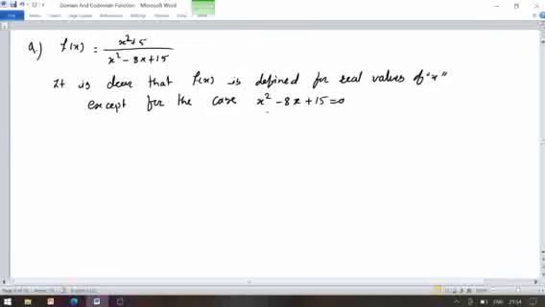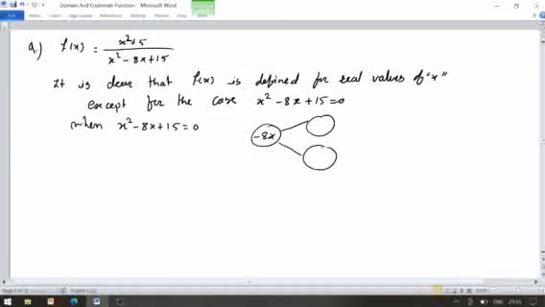So now, which values of x make the quadratic equation equal to 0? For that, we are trying to find the roots of the given quadratic equation. So when x square minus 8x plus 15 equals 0, as per the method of factorization, we have to split the minus 8x into two terms such that on adding them they give us minus 8x, while on multiplying them they give us 15x square.